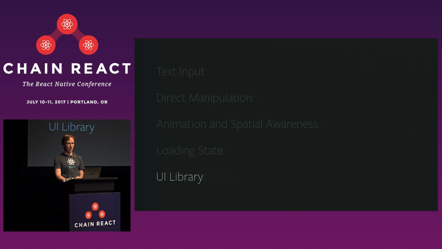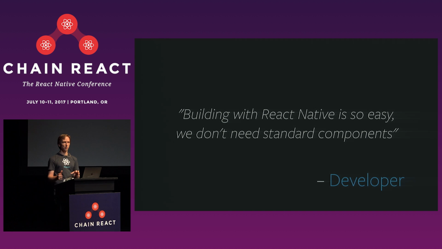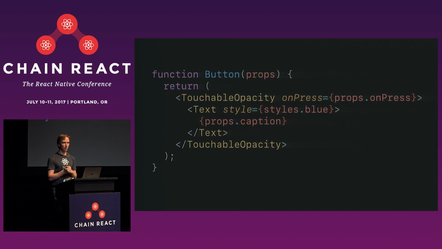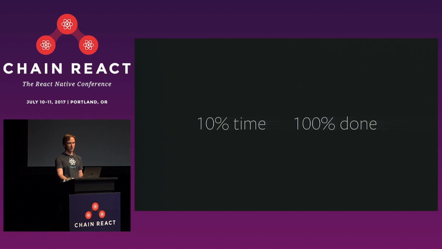And for UI library. So at Facebook, we asked some people to build Facebook standard components in React Native for other people to use. And they came back with this: building with React Native is so easy, we don't need standard components. And it sounds appealing. If you look at the button, the implementation of it could be very simple. It's just a touchable opacity with some text. It sounds really cool, simple. Again, it's 10% of the time, doesn't mean it's 100% done.